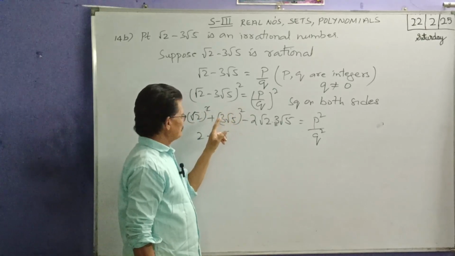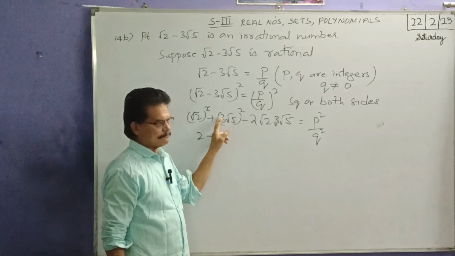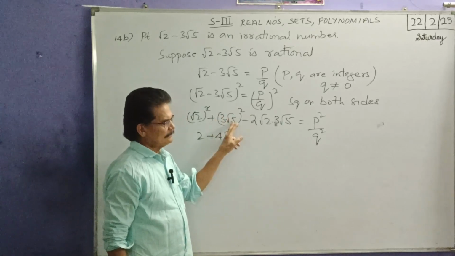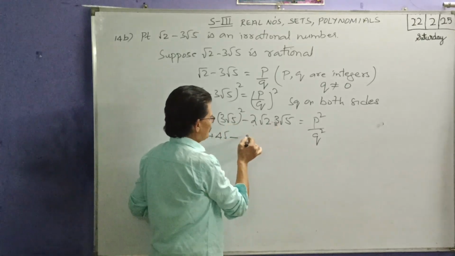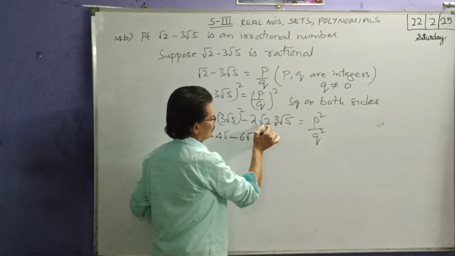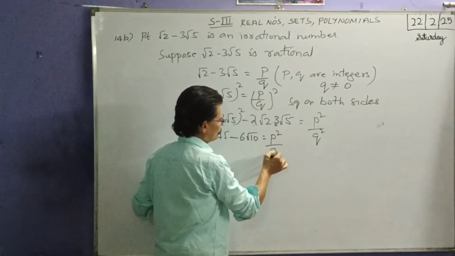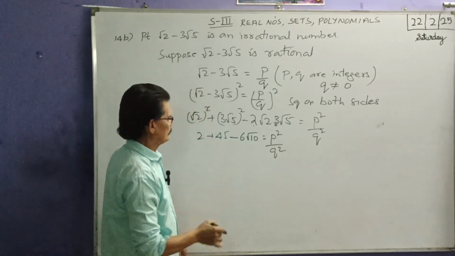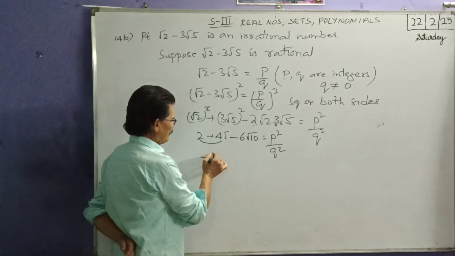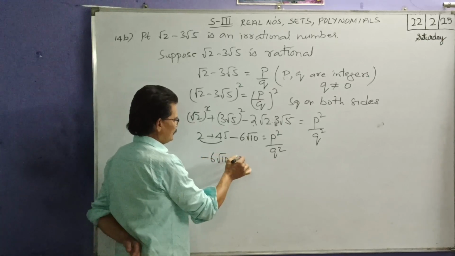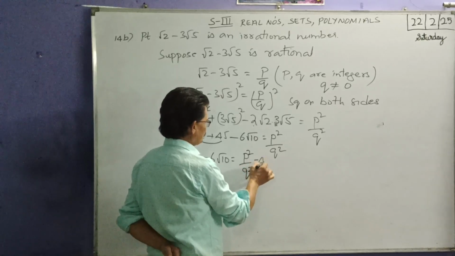Here I can't cancel. Why? This square applies to 3 also. Square applies to 3. So 3 square into 5, 9 into 5, 45. Minus 2 3s are 6, root 2 5s are 10, is equal p square by q square. Now taking this to the other side, we have minus 6 root 10 is equal p square by q square minus 47.